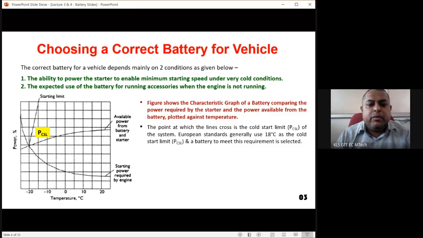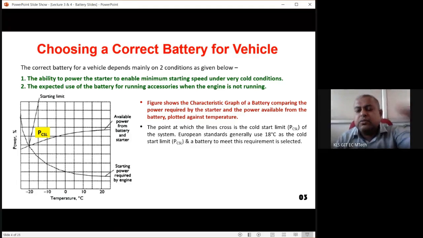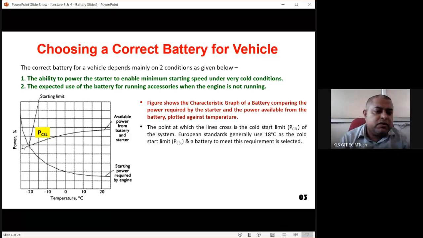Okay. So the point at which the lines cross is the cold start limit, PCSL. PCSL is a name I have given. P stands for power and CSL stands for cold start limit. You also can use the same thing in your answer, either assignment or journal or whatever you are doing. So this is power required for cold start limit. How much is the power for cold start limit? It is 50% at minus 20 degrees centigrade.